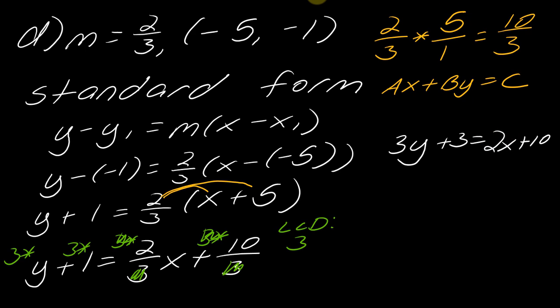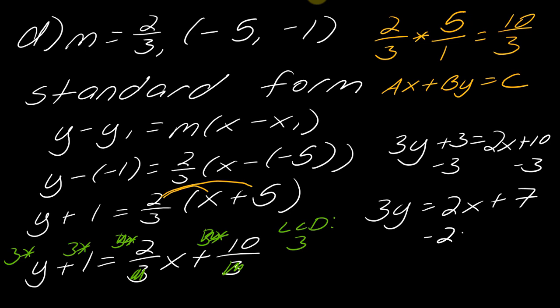All right, so now I'm going to go ahead and subtract off the 3. So this is 3y equals 2x plus 7. And then I can subtract off the 2x, so I get negative 2x plus 3y equals 7. And so now we're good to go on this.